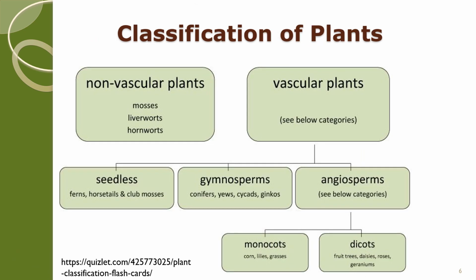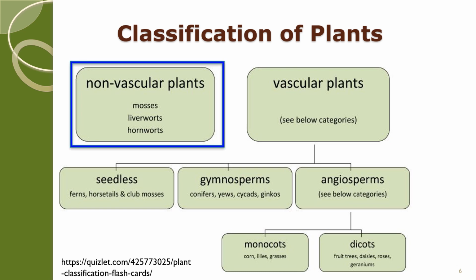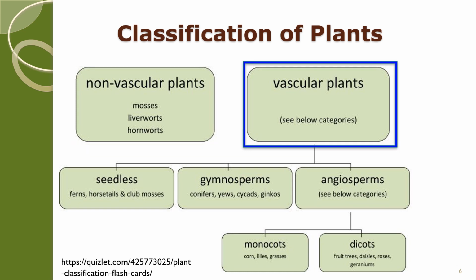Depending on the presence of conducting channels or tissues, plants can be classified into two main groups: the non-vascular plants and the vascular plants. The non-vascular plants evolved first and do not have any type of conducting channels or tissues that can transport nutrients and water throughout the plant. Vascular plants evolved from non-vascular plants and do show the presence of conducting channels or tissues that allow the transport of nutrients and water throughout the plant.